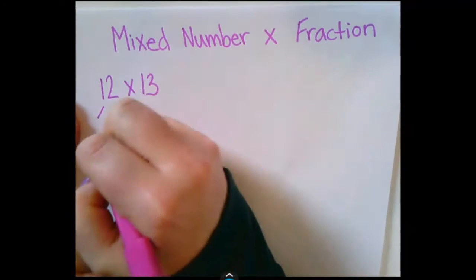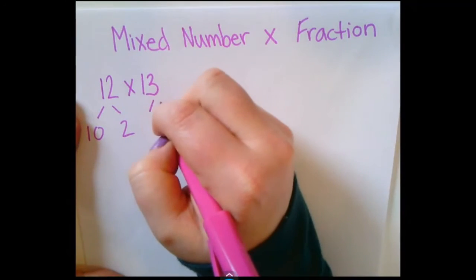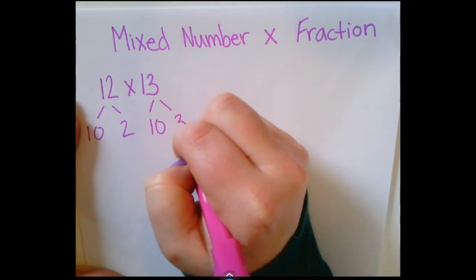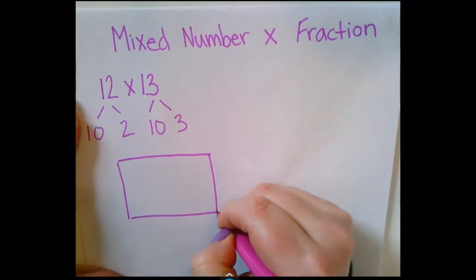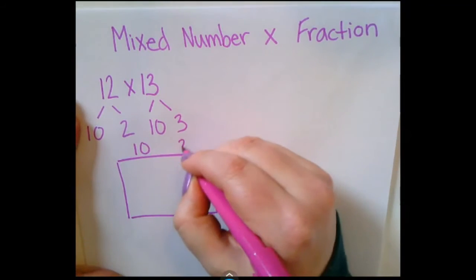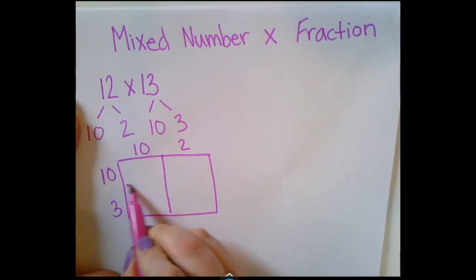So we break up the 12 into 10 and 2. We break up the 13 into 10 and 3, and we make our area model. On the top we can put 10 and 2. On the side we put 10 and 3.